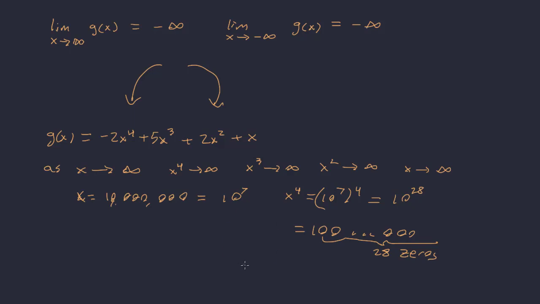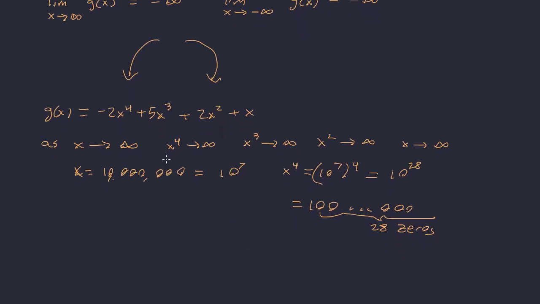Okay, so each one of these things is going to infinity. Now, multiplying it by negative 2, that's going to then multiply this by negative 2. So negative 2 times x to the fourth would be negative 2 times 10 to the 28th.